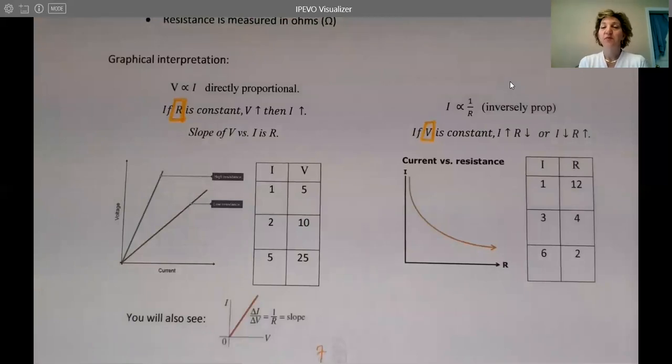Likewise, let's say you kept your voltage constant and therefore changed current. As current goes up, resistance goes down. Or as current goes down, resistance goes up. This is in analyzing a small individual interaction. Let's work on some problems.